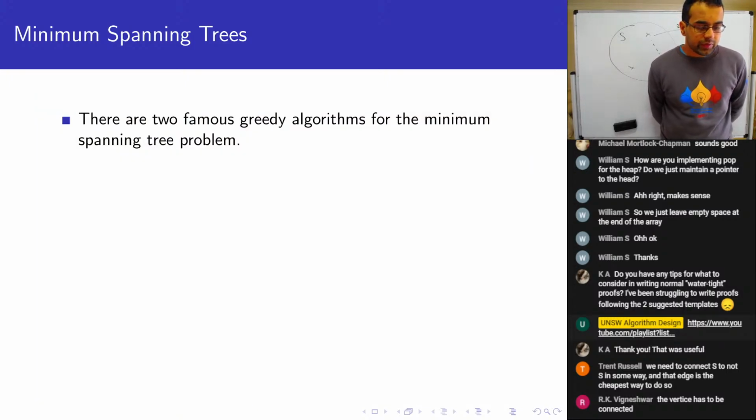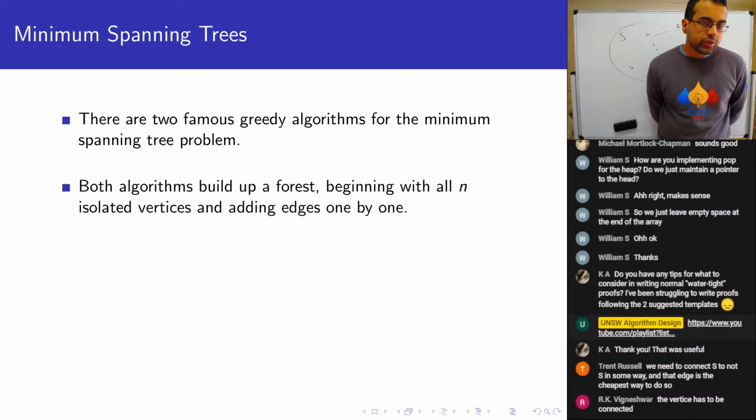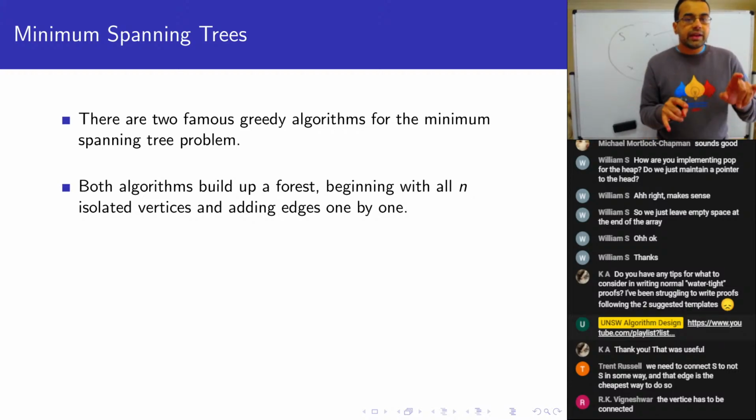So based on this observation, there are two famous algorithms which solve the minimum spanning tree problem. Both algorithms have some commonalities. They start with a whole bunch of n isolated vertices, and then we add edges one by one, building up a forest. But when I say a forest, I mean that we have several trees that are not all connected to each other. But there's a difference in how they actually add those edges one at a time.